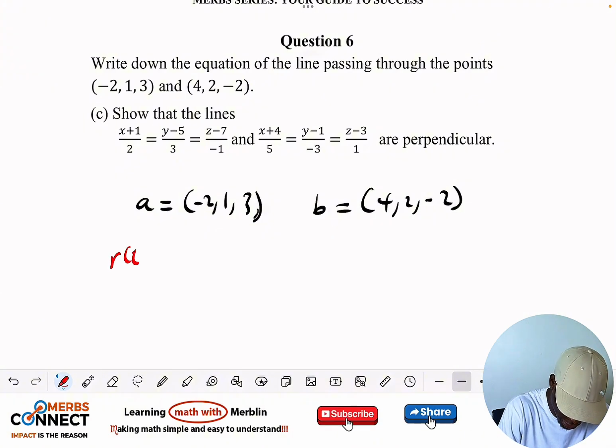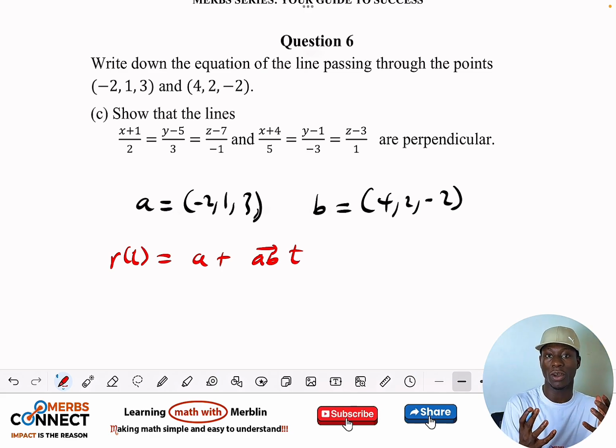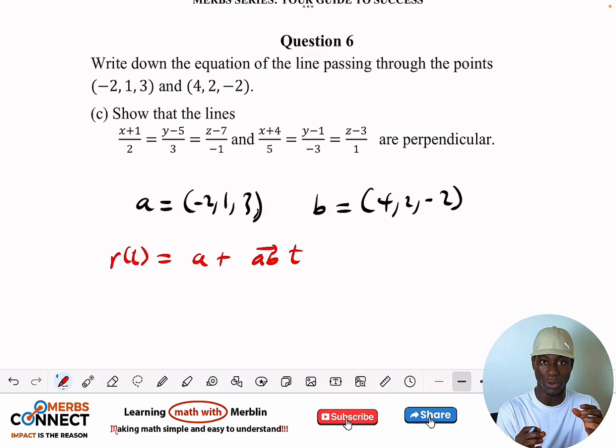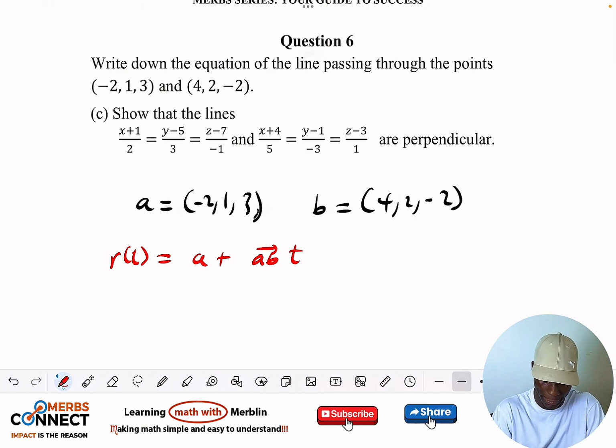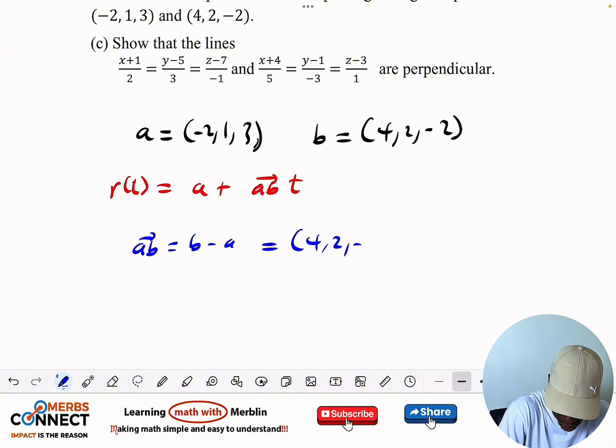So r of t is equal to a plus ab t, because they've not given us the directional vector, right? So what we just need to do is find vector ab to get our directional vector. So here vector ab is b minus a, which is the same as (4, 2, -2) minus (-2, 1, 3).